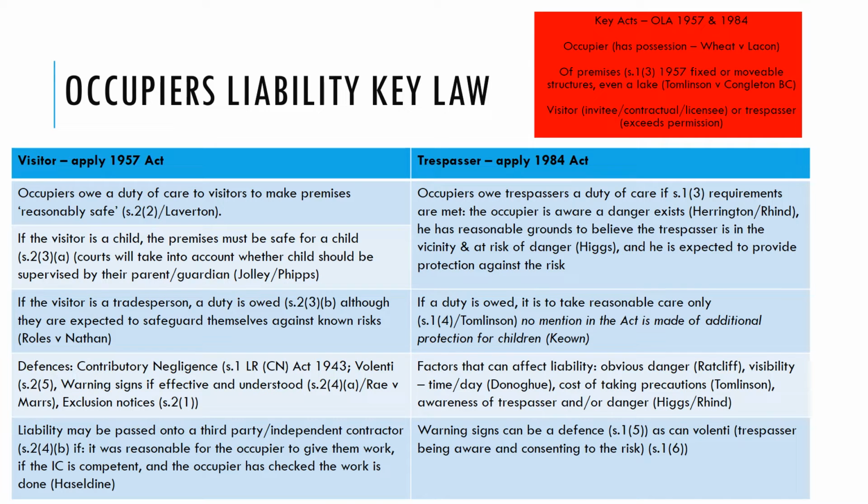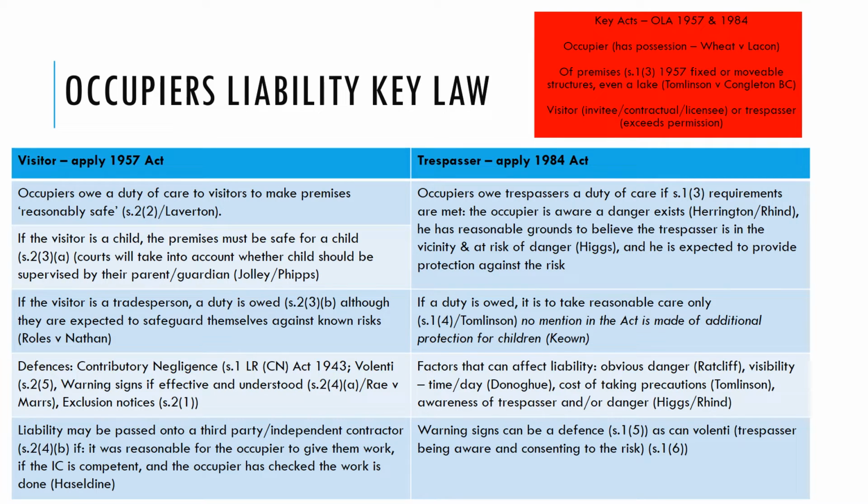And similarly to under section 1(3), if an occupier has awareness of the trespasser being in the vicinity and/or the danger being there, then they may more likely be liable for a claim. Warning signs can be a defence as well, as can voluntary consent. It is probably less likely to succeed for children, but certainly for adults, those two can be quite strong defences.